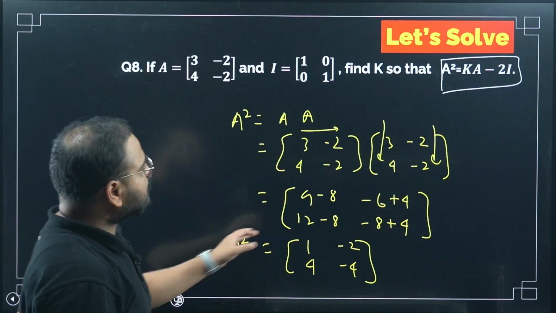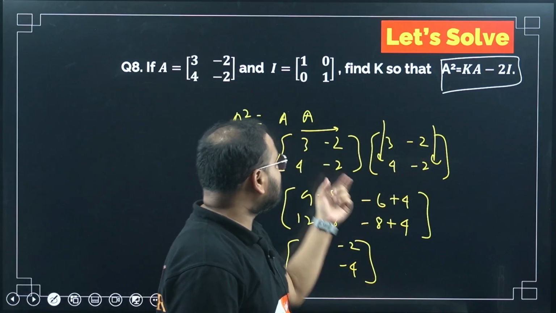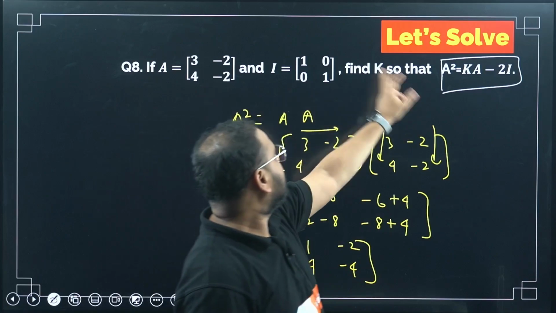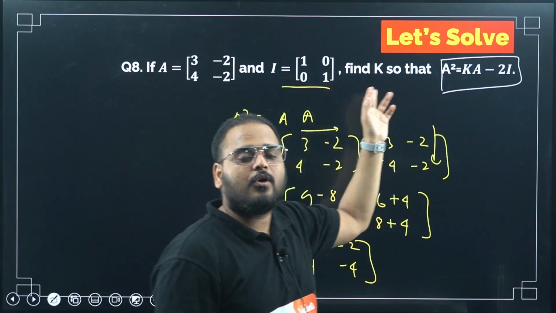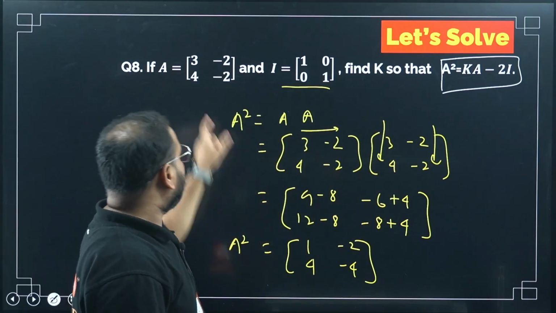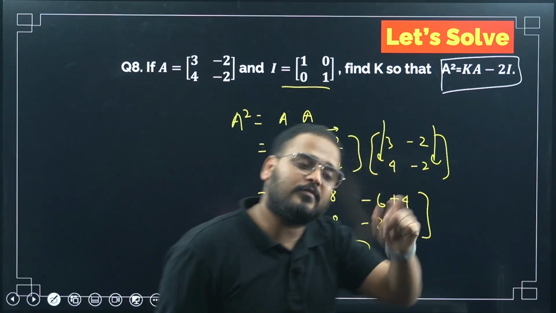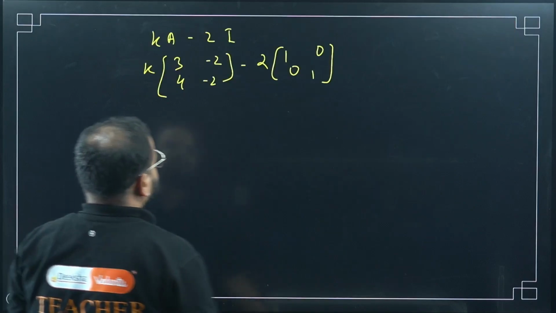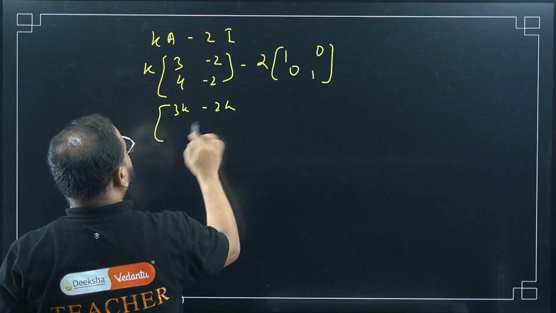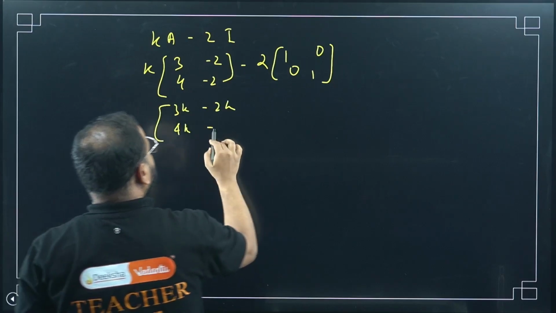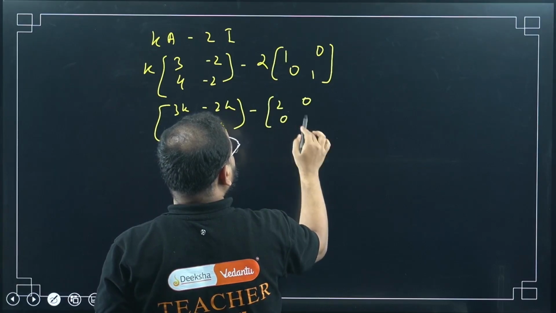Because to be able to solve this, subtraction and all, the order has to be the same. Because this is 2 cross 2, they have already given it here. Even if this is not given, you'll take it as 1, 0, 0, 1. The difference will not happen if it is not of the same order. Okay, simplify this, what am I going to get? 3k minus 2k, 4k minus 2k, minus 2, 0, 0, 2.